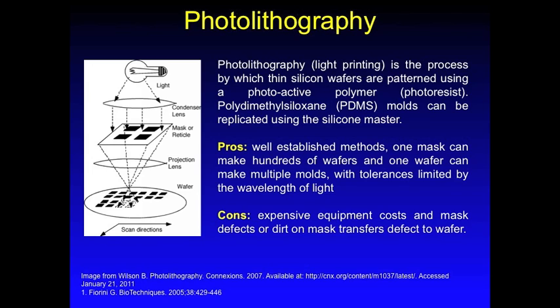Photolithography, or light printing, is the process by which thin silicon wafers are patterned using a photoactive polymer, also known as photoresist. Polydimethylsiloxane, or PDMS, molds can be replicated using this silicon master. Using this well-established method, one mask can make hundreds of wafers, and one wafer can make multiple molds, with tolerances limited by the wavelength of light. One disadvantage of photolithography is the environment in which the mask must be created. Defects or dirt on the mask will ultimately transfer the defect to your designed wafer.